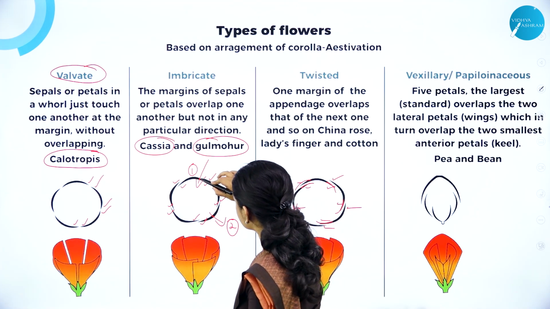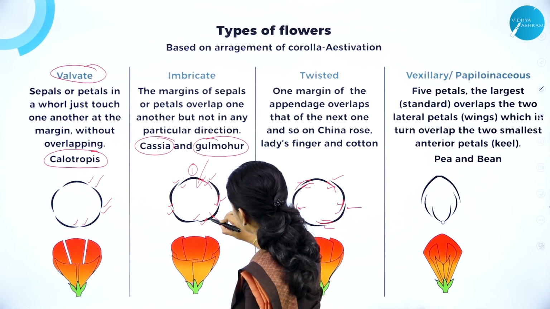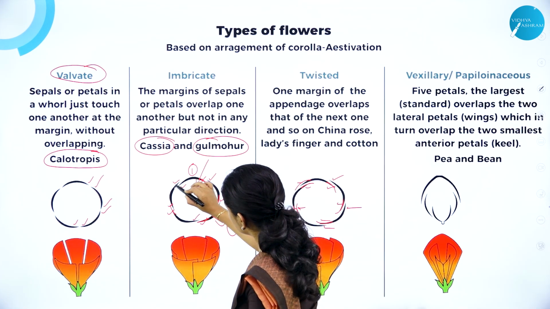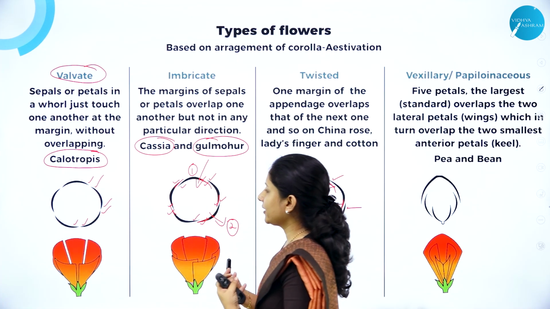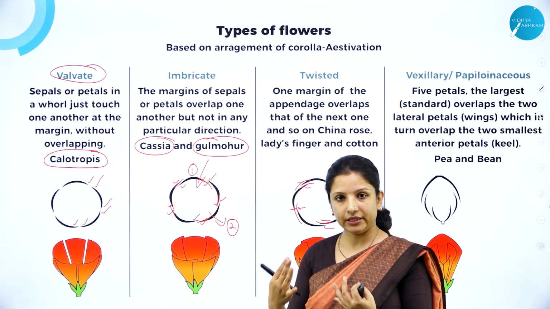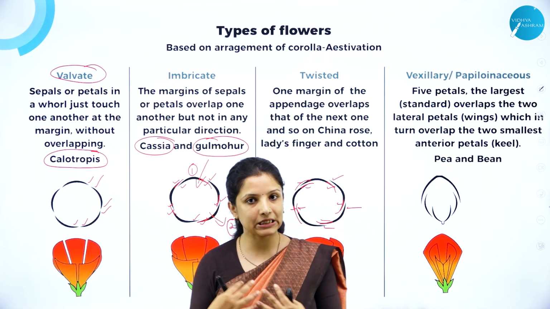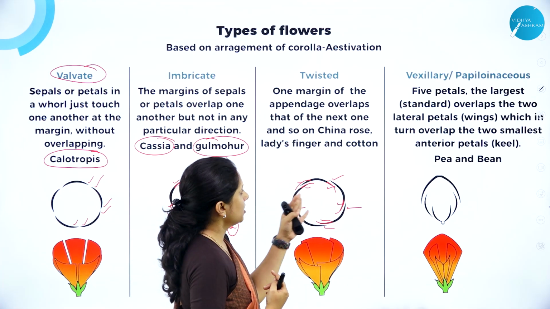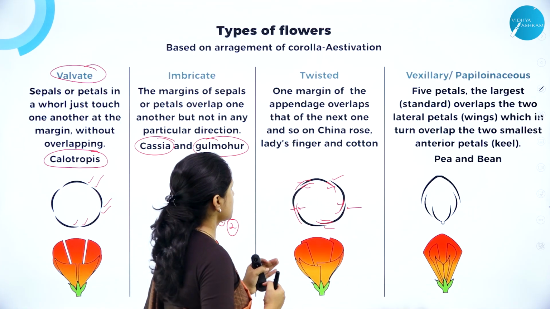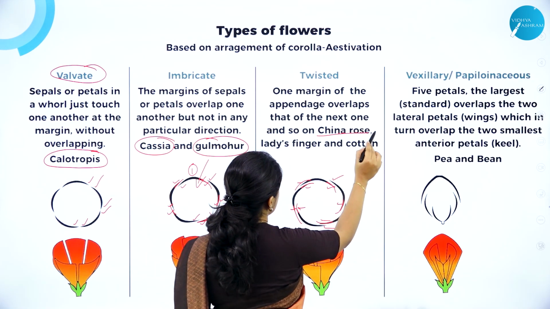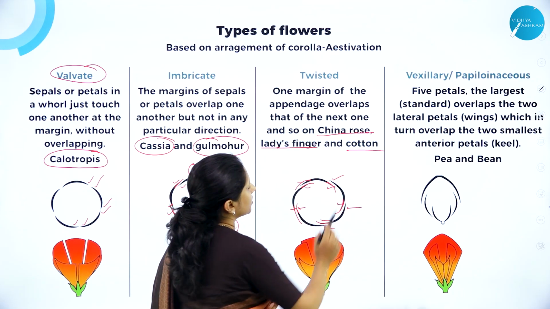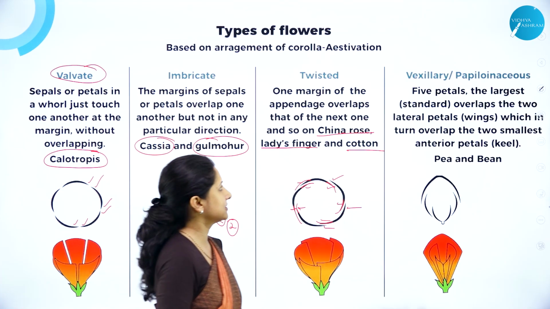Was it in one direction? If this was here, this was here, this one was here, this one was here. But what had happened was one petal will be completely outside and one petal will be completely inside in the case of imbricate. So, this is about twisted estivation, and the best examples are China rose, lady's finger and cotton. These flowers have twisted estivation.